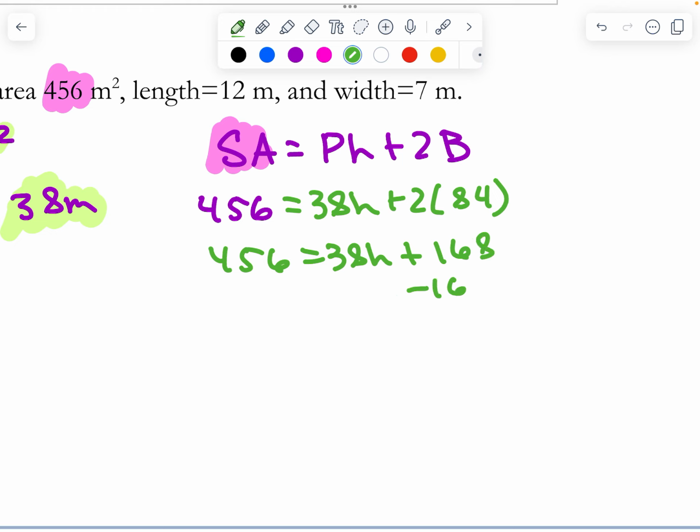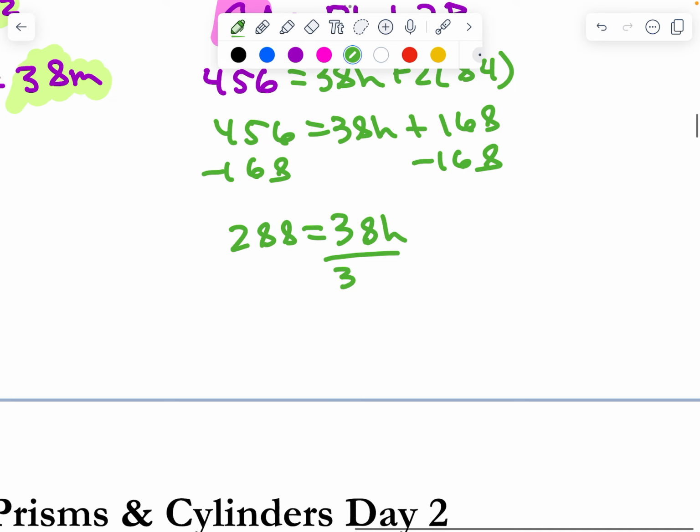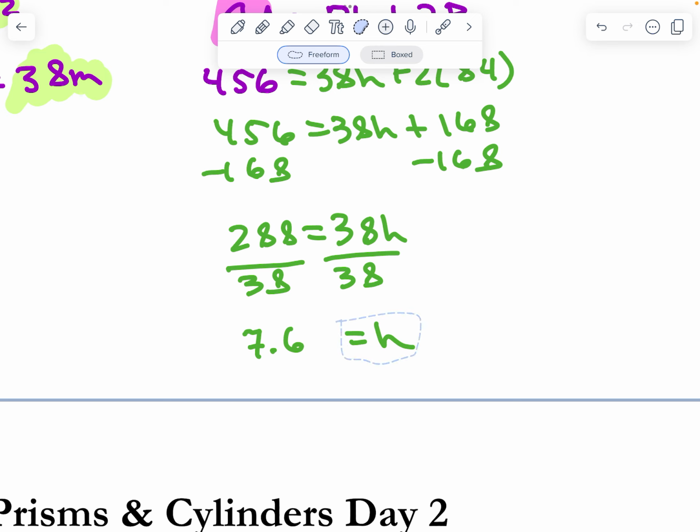And now we just solve for height. Minus 168 on both sides. What is that going to be? 288. Divide by 38. And we get 7.6 is equal to height. And this is again rounded to the tenth, and it's in meters. And we did it. We found it.